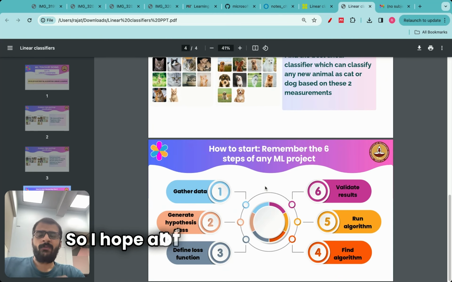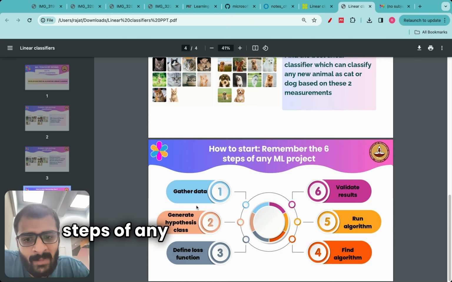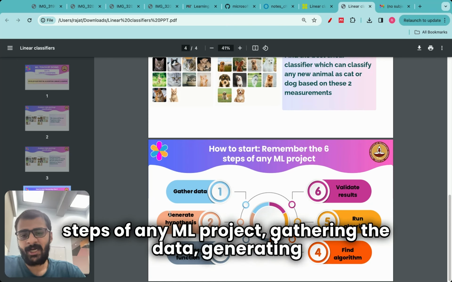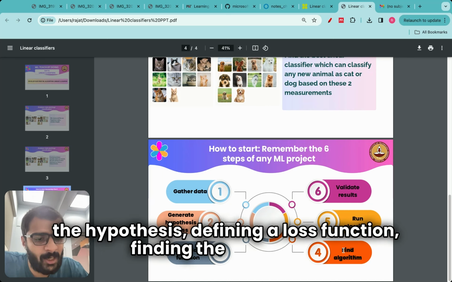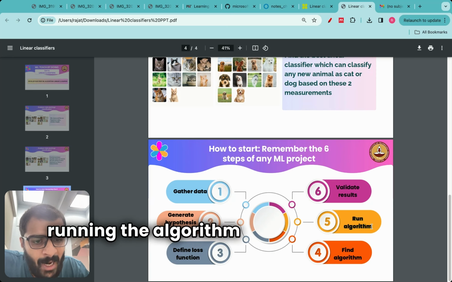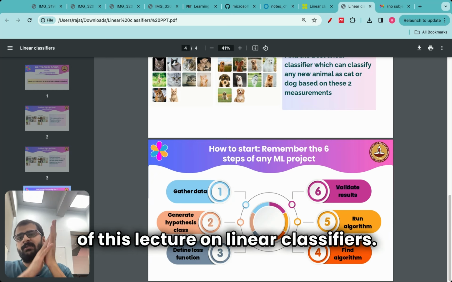So I hope all of you who are watching this video have got a flavor of the six steps of any ML project: gathering the data, generating the hypothesis, defining a loss function, finding the algorithm, running the algorithm, and validating the results. So this brings us to the end of this lecture on linear classifiers.